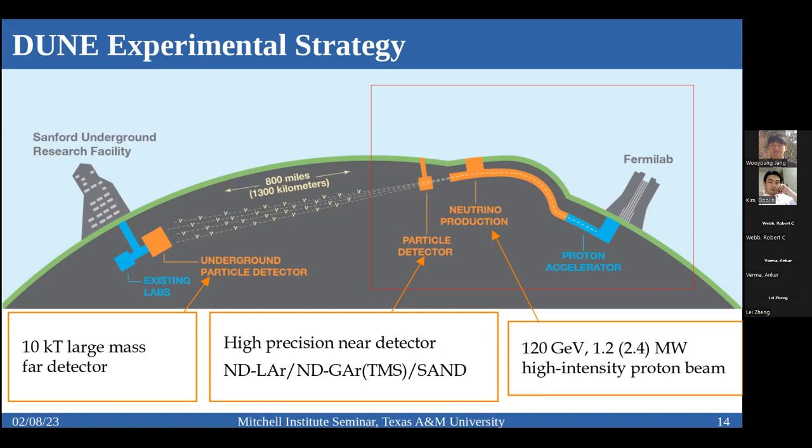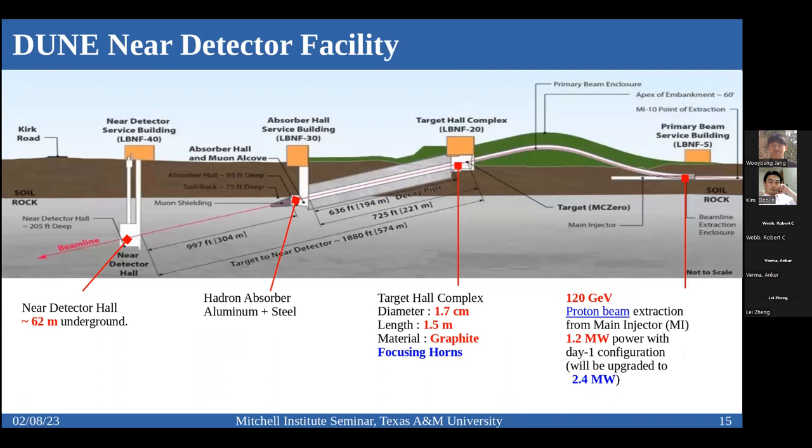If I zoom into this near detector complex, I have a beam extraction site here. The 120 GeV beam is extracted from the main injector, and then we deliver it to the target hall. In the target hall, we use a cylinder-shaped target, whose material is graphite, and then we have a hadron absorber here to filter out any remaining hadrons, so that we can obtain purified neutrino beams at the near detector hall.